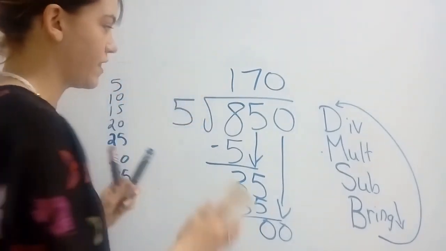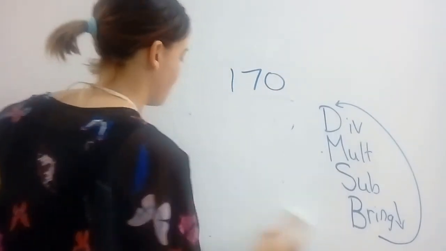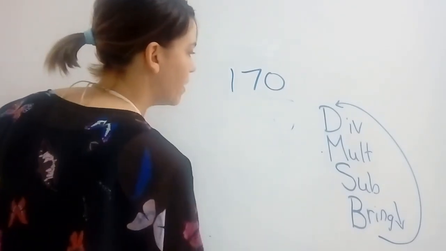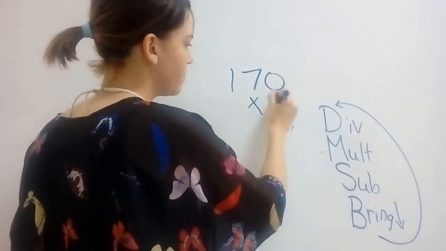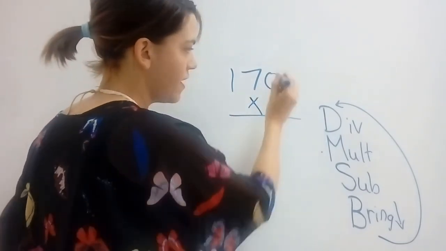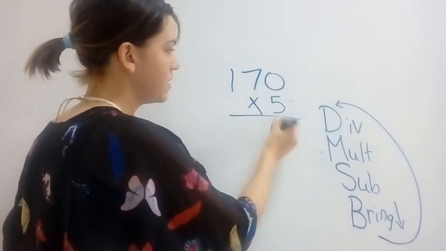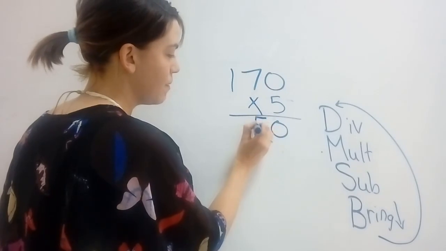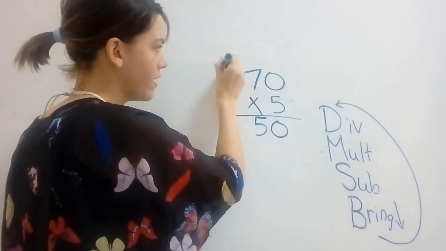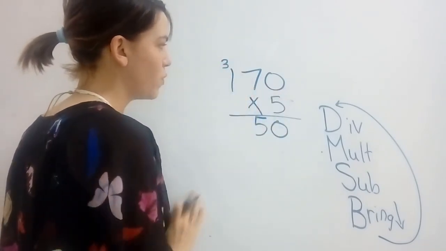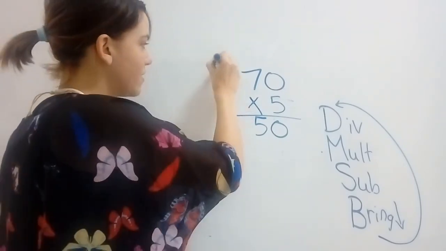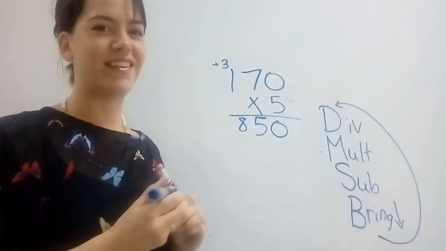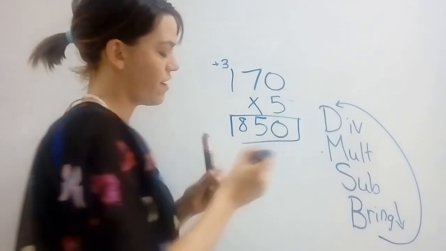Let's double check that. I'm going to keep my 170 up there. Now we're going to double check by multiplying. Multiply by 5, 5 multiplied by 0, 0. 5 multiplied by 7 is 35. Keep the 5, carry the 3. 5 times 1. 5 plus 3 is, we got the same answer, 850.